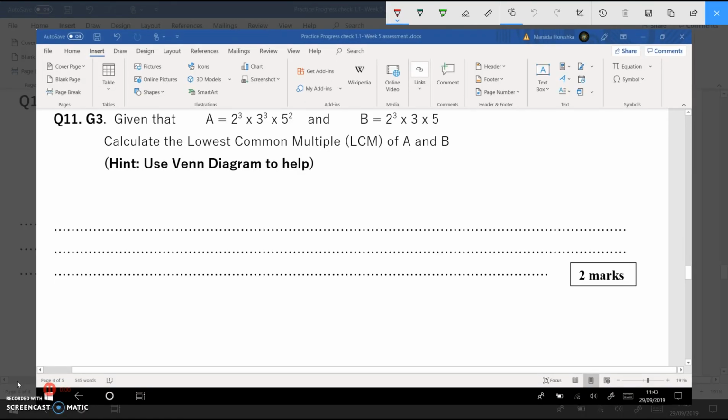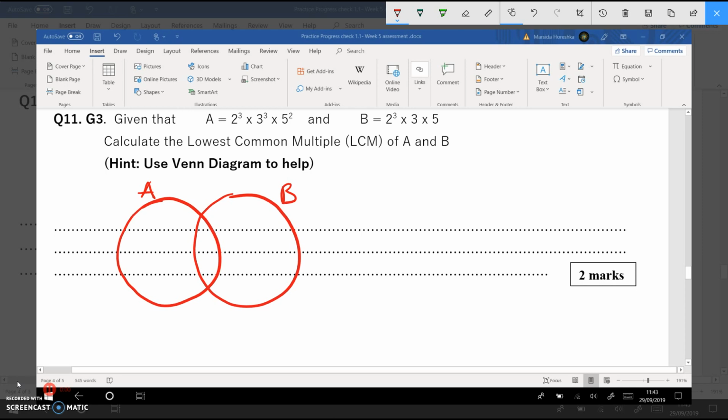Question number 11. Given that A is equal to 2 cubed times 3 cubed times 5 squared, and B, another number, is equal to 2 cubed times 3 times 5, calculate the lowest common multiple of A and B. Hint, use Venn diagram to help. So we'll use the Venn diagram. So we've got A and B.